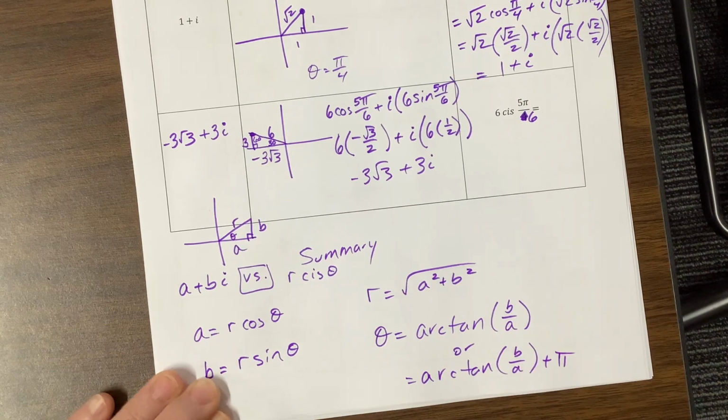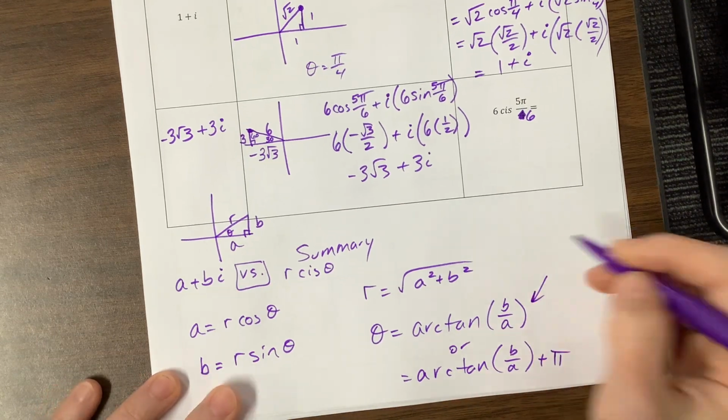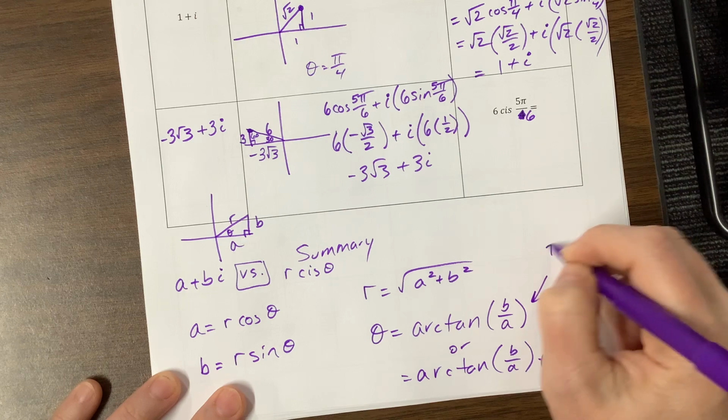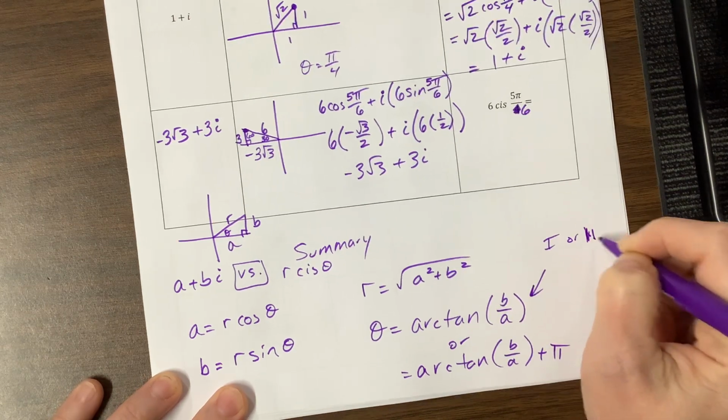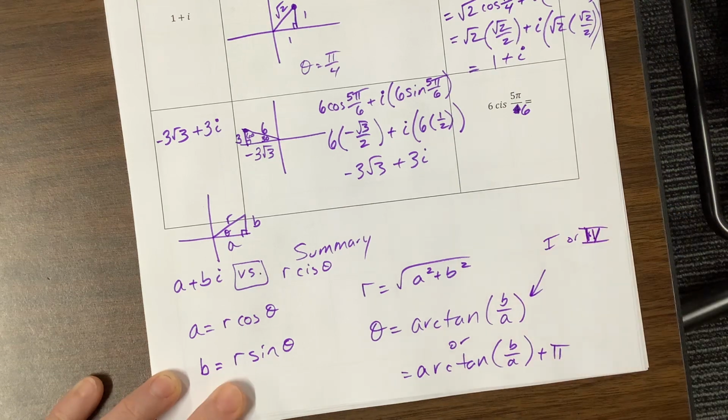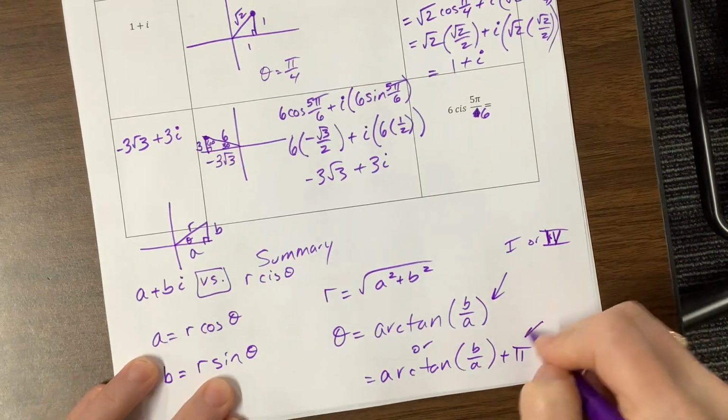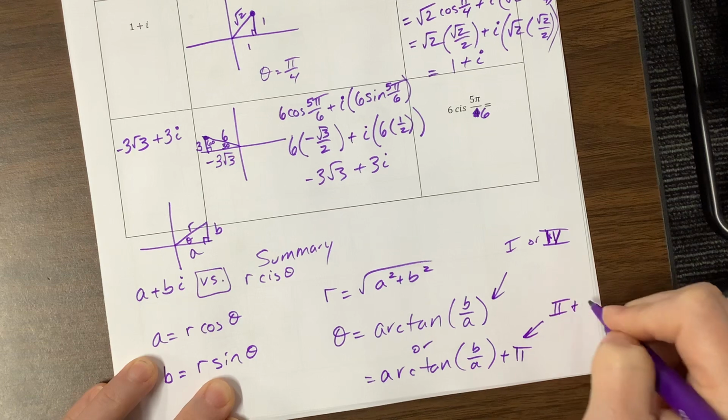So we talked about this in the last video. The arctan of b over a will be true if we're in quadrants 1 or 4. That's sort of a 4. That's kind of terrible. And the one with plus pi is what we would need if we were in quadrants 2 and 3.